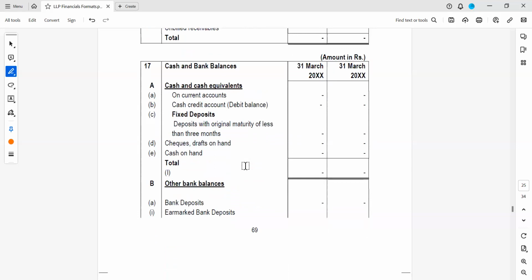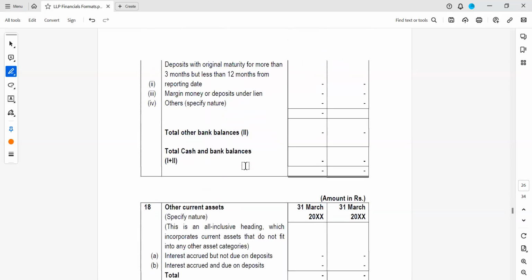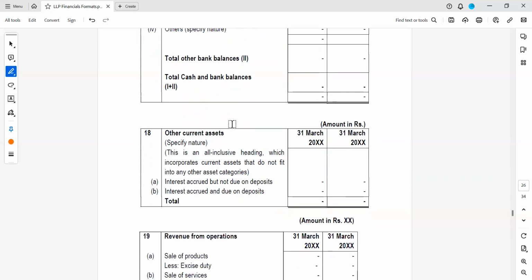Cash and bank balances. Again, we have to mention here, note if any margin money, you see here, deposits with original maturity of more than 3 months but less than 12 months from the reporting date, margin money or deposits under lien. The same thing here again, what we used to report under the Companies Act. Other current assets. This is an all-inclusive heading which incorporates current assets that do not fit into any of the above asset categories. Interest accrued but not due on deposits, interest accrued and due on deposits.